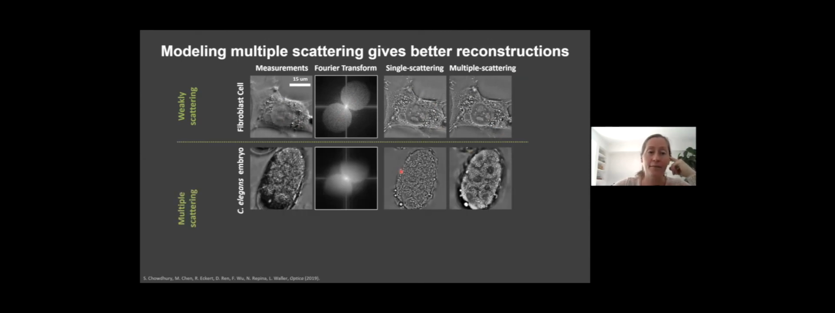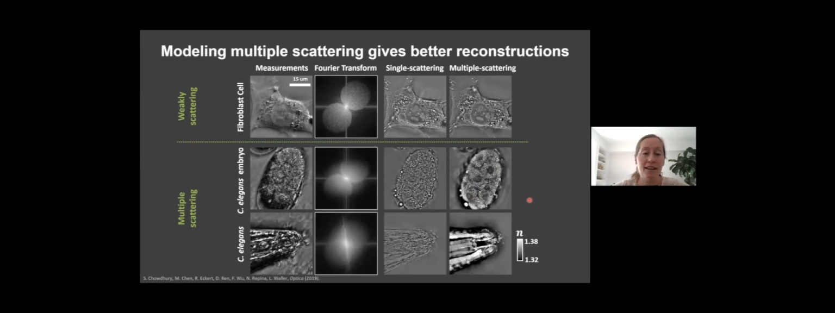If I look at a C. elegans embryo, now these two circles are kind of blurred. There's information outside those two circles. That's all multiple scattering information. And now using the multiple scattering inverse problem gives us a much better result. We can pick up a lot more of the low spatial frequency content, which is what's really hard to capture in phase imaging. And if we go to even higher scattering, we kind of lose those two circles altogether.